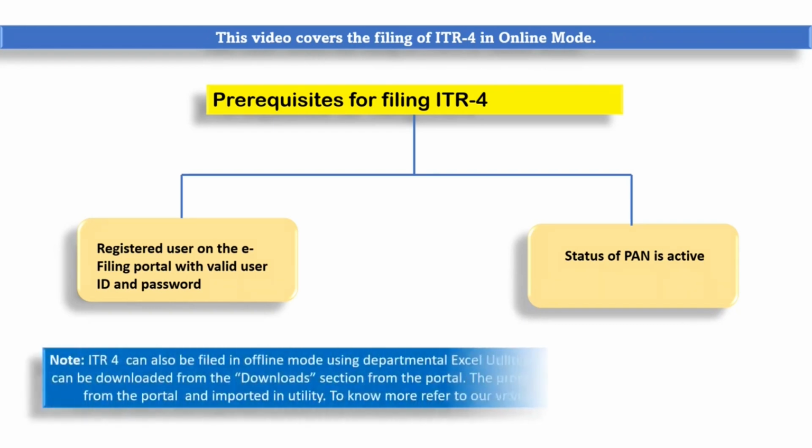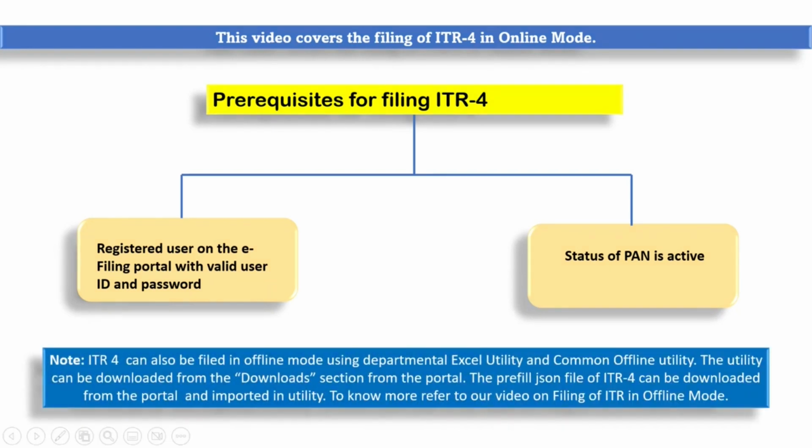This video covers the step-by-step process of filing Form ITR-4 in online mode. However, the form can also be filed in offline mode using the Departmental Excel utility and Common Offline utility. The utility can be downloaded from the Downloads section of the portal. The pre-filled JSON file of ITR-4 can also be downloaded from the portal and imported in the utility. To know more, refer to our video on filing of ITR in offline mode.